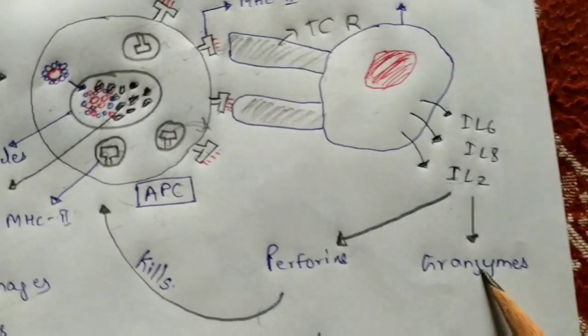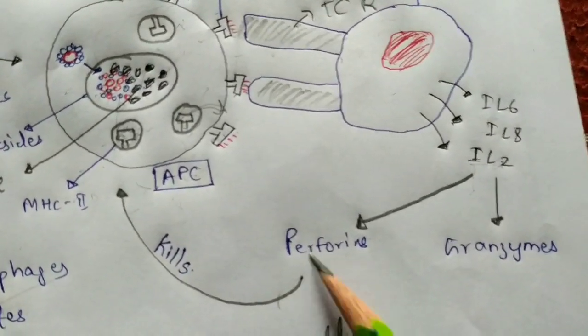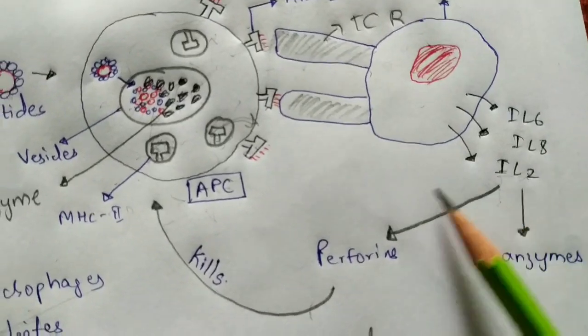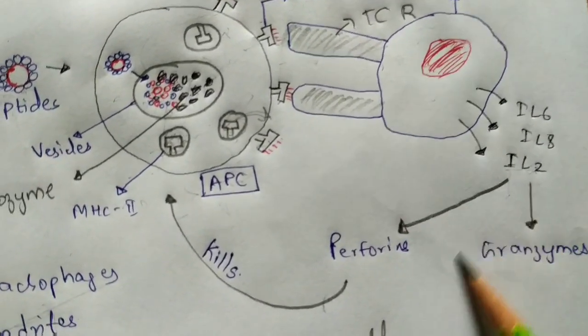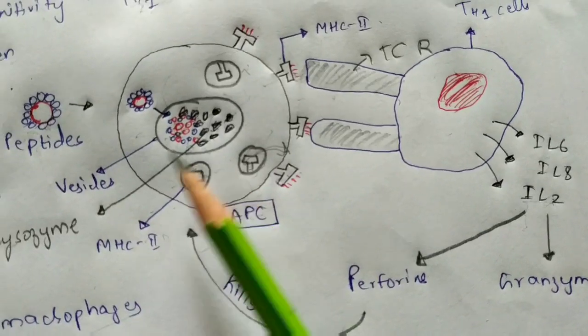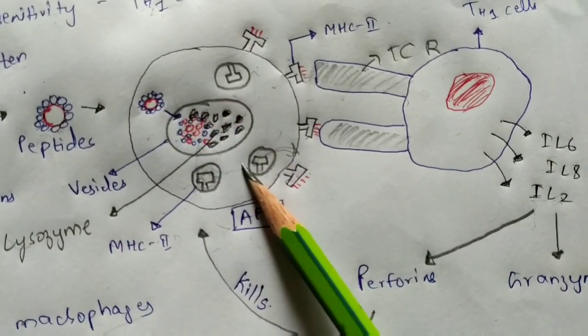Okay, so normally this IL-2 has the capacity to release enzymes or chemical agents like perforins and granzymes. Now what these perforins and granzymes do is kill the macrophages, so in this way the antigen presenting cell will get totally killed.